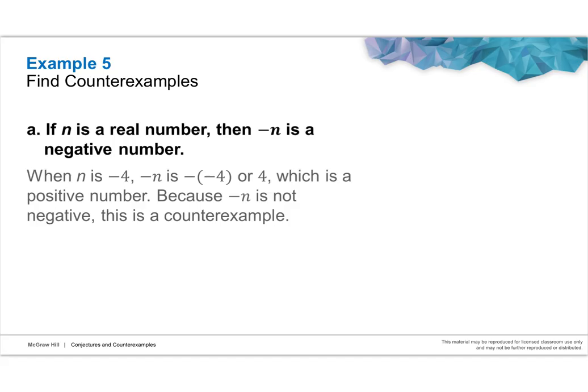So for statement A, our counterexample is actually a number. If n is a real number, then negative n is a negative number. Well, that's not true if n is itself a negative number. So a counterexample might be -4. If we take negative n, that's -(-4), or 4, which is a positive number. So that would prove the conjecture false. So -4 is a counterexample.